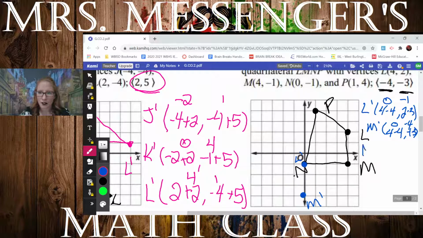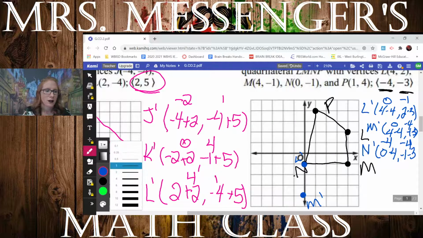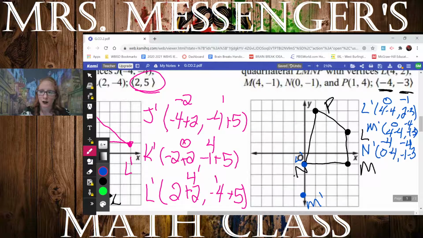And then we have the vertex point of N, so 0 minus 4 and negative 1 minus 3. 0 minus 4 is negative 4, and 1 minus 3 is negative 4. So I have my new point of negative 4, negative 4. Which again, they should be, because if you look at the original picture, N and M are in a straight line together.